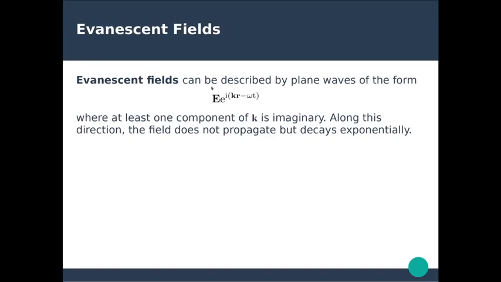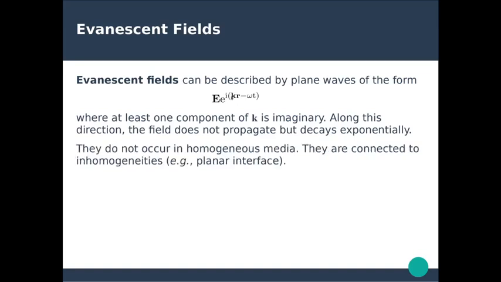However, an evanescent field is a plane wave where at least one component of the wave vector k is actually imaginary. So what happens when this is imaginary? If one of the components of k is imaginary, then the exponential i k·r becomes a real exponential. So this means that the field is not propagating along that particular direction, and the field decays exponentially in that direction. Let's look at this in more detail in a minute.